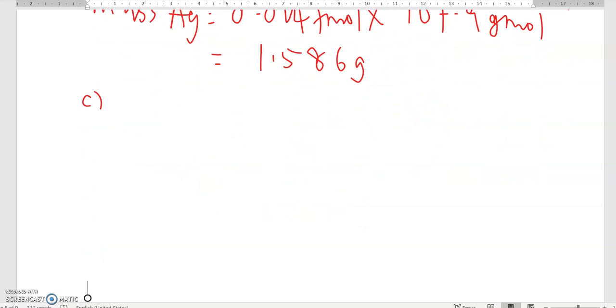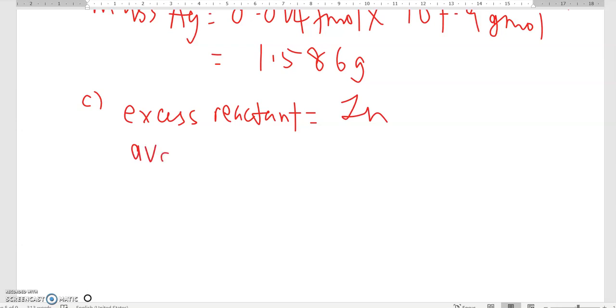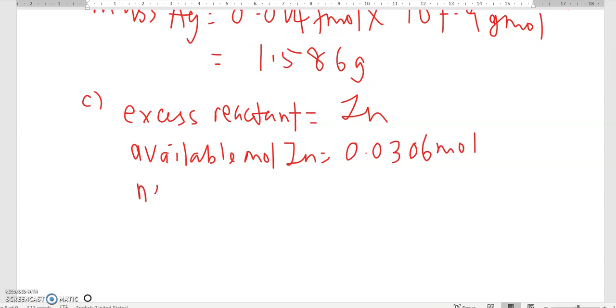And for the C question, how many grams of the excess reactant will be left at the end of the reaction? So, who is the excess reactant? Our excess reactant is zinc. So, we find out the available mole of zinc is equal to 0.0306 mole. So now we need to find out the needed mole of zinc.